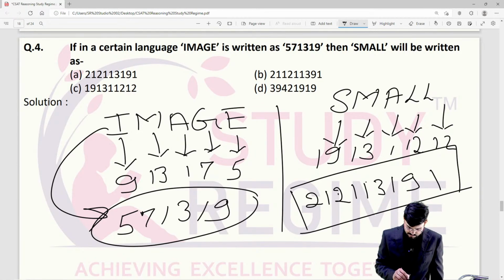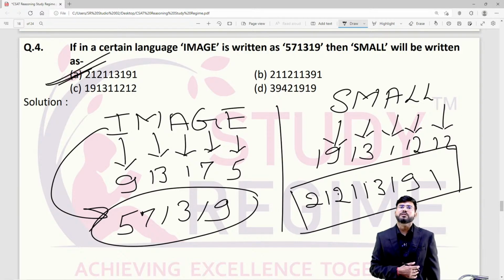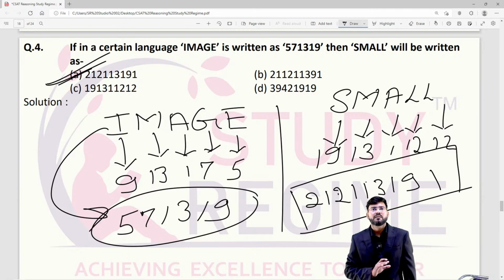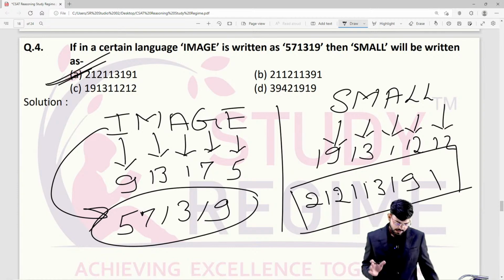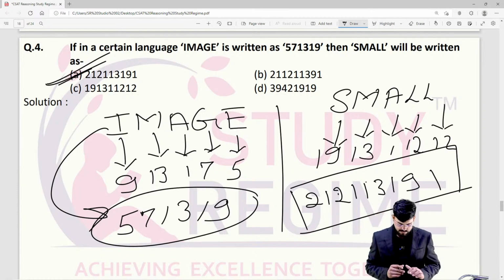This one is the answer: 2, 2, 1, 2, 1, 3, 1, 9. Okay. So your option will become what? Fourth, first part. Clear? Very, very easy questions. Just need to follow the trend. What is the trend going on in the question? Likewise, you have to code or decode the other one.